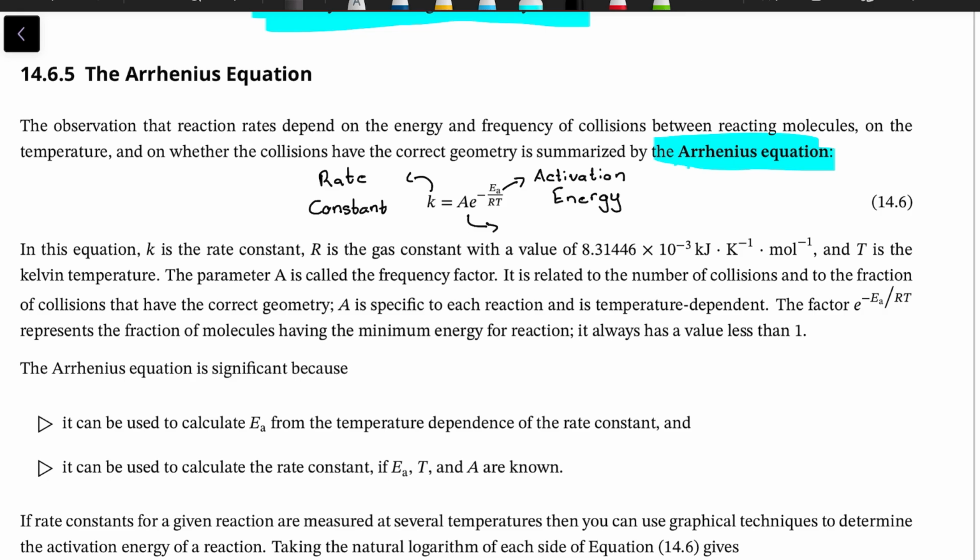And this A here is a very important factor. We call it the frequency factor. It is sometimes also called the pre-exponential factor.